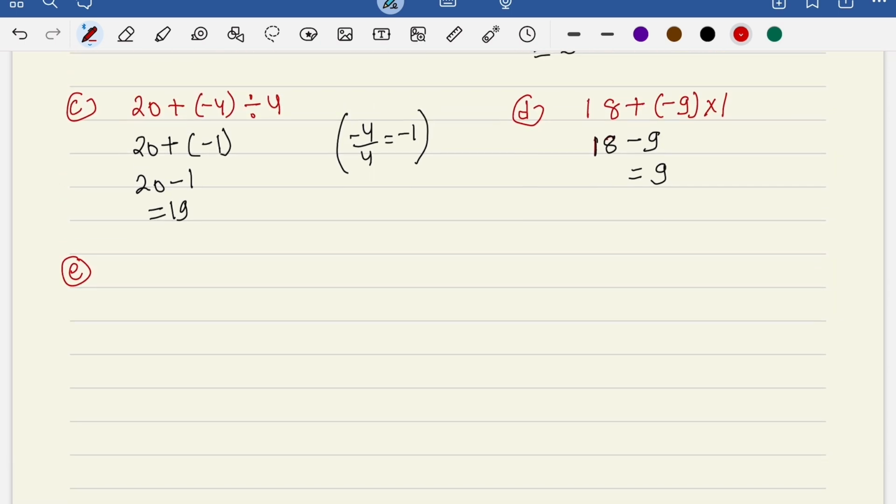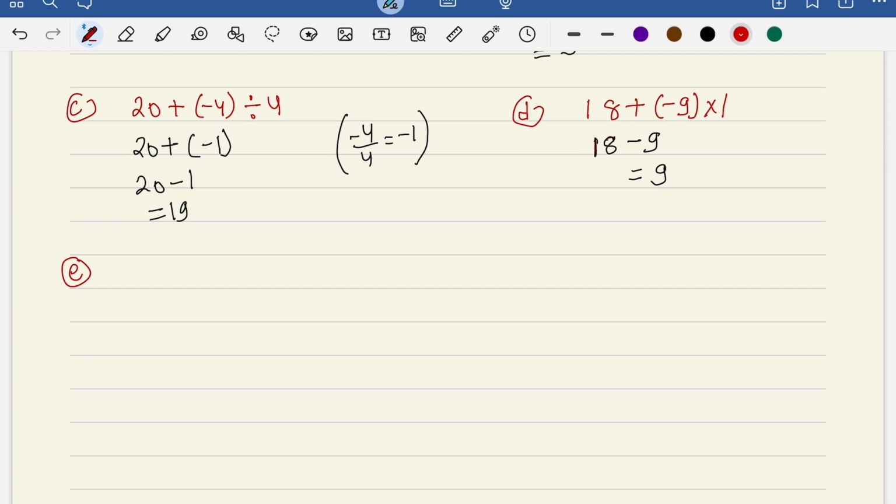E part, 10 minus 2 times bracket it starts minus 3. So 10 and minus 2 times minus 3 is 6. So minus 2 times minus 3 is done first. Otherwise it would be 10 minus 2 is 8, 8 into 3 is 24. That would be the wrong answer. According to BODMAS, if it is multiplication, we have to do it first.